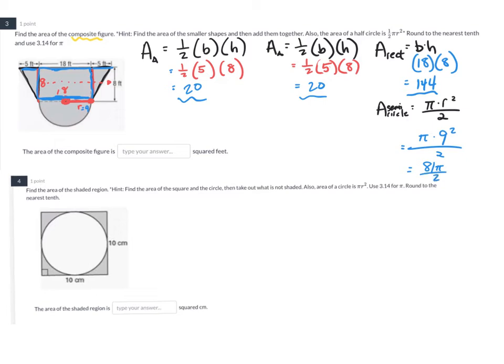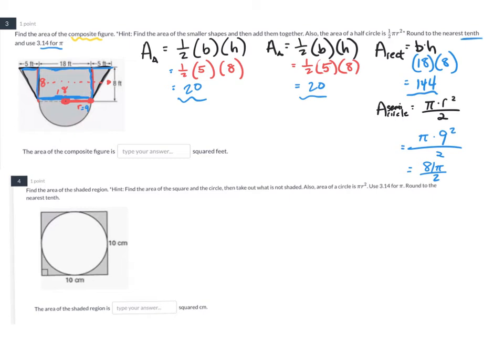Now, I really like that answer, 81 pi over 2, but they want us to round to the nearest tenth and use 3.14 for pi. So they want a decimal answer, and I think decimals are dumb, but I'm going to do what they tell me because they're the boss. 81 pi, so 81 times 3.14. And then it says divided by 2, so I'm going to go ahead and divide it by 2 on my calculator.